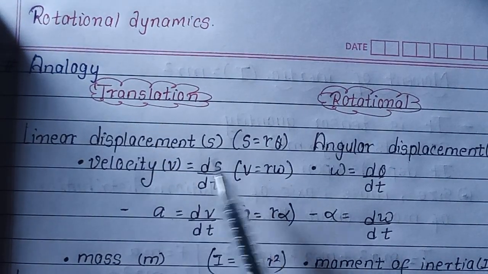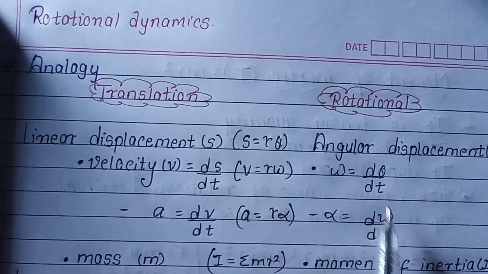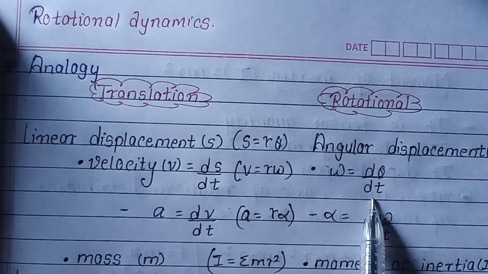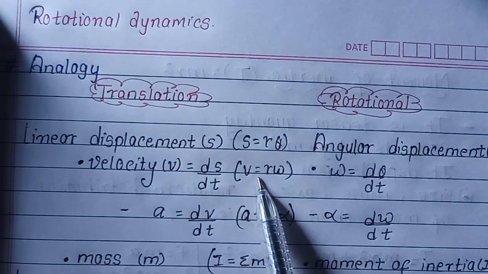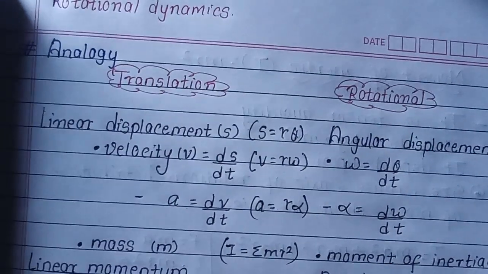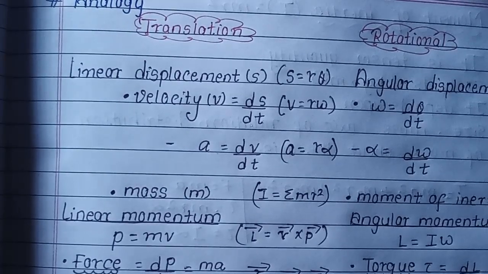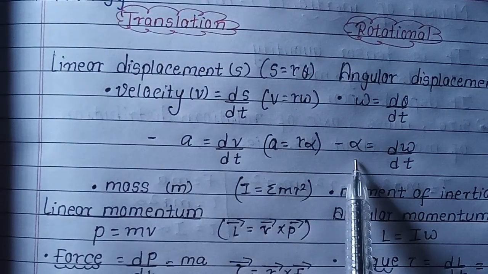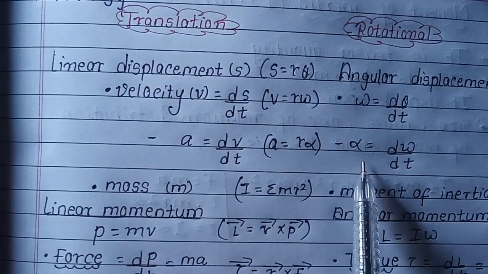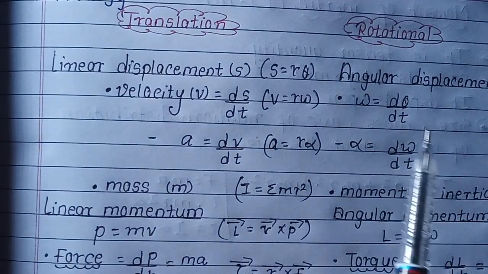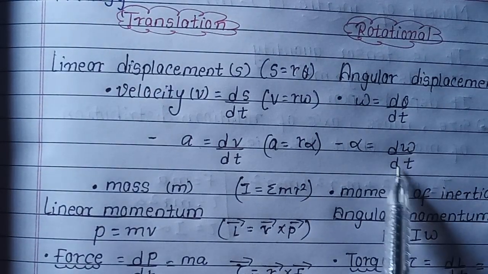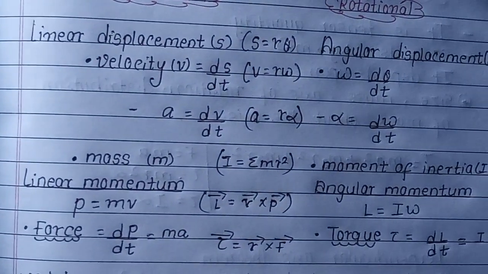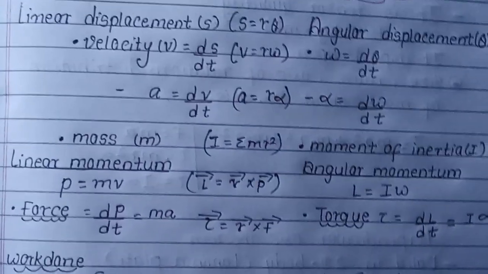translational motion is the rate of change of displacement, ds upon dt, and for angular velocity it is omega, the rate of change of angular displacement upon time taken, and the relation is v equals r omega. And for acceleration, linear acceleration is the rate of change of velocity upon time taken. Here for the angular velocity, alpha equals d omega upon dt, the rate of change of angular velocity upon time taken, is angular acceleration.